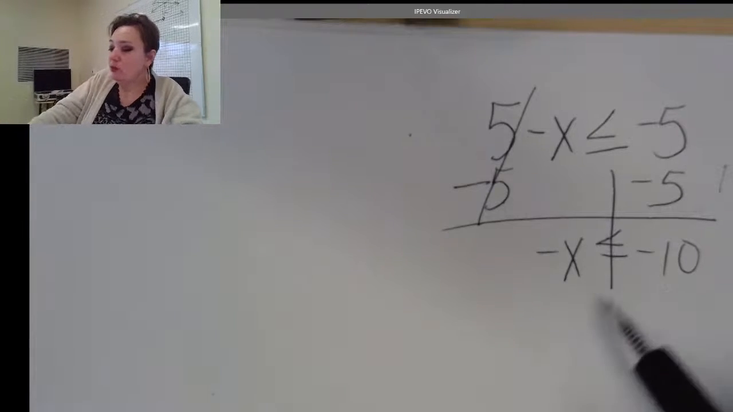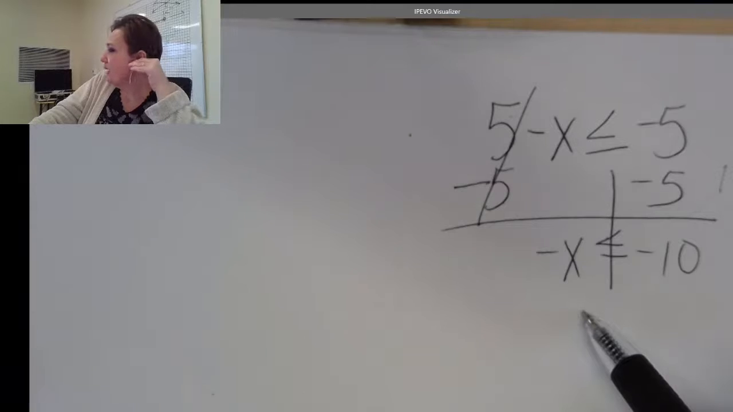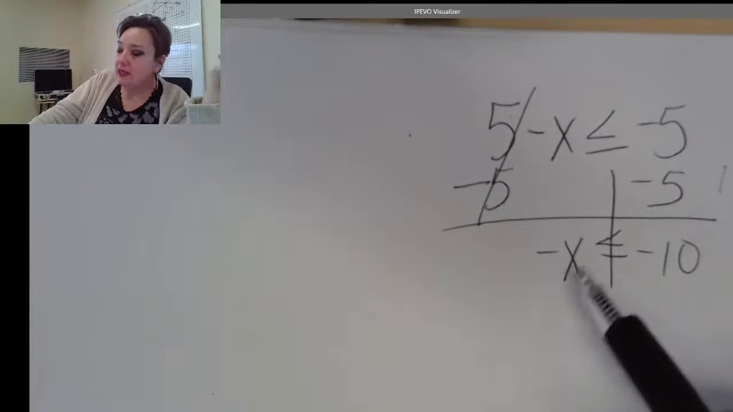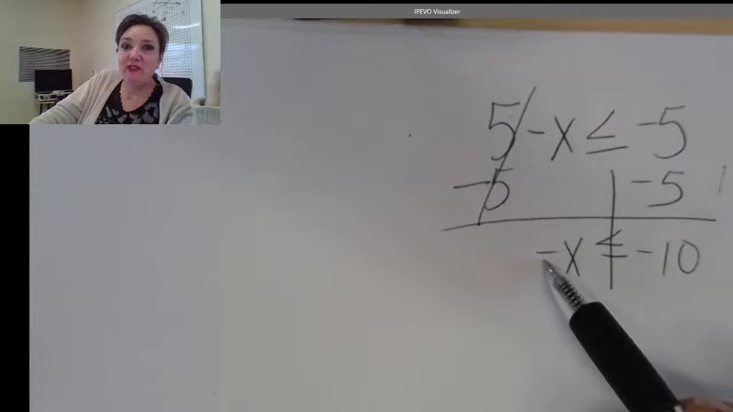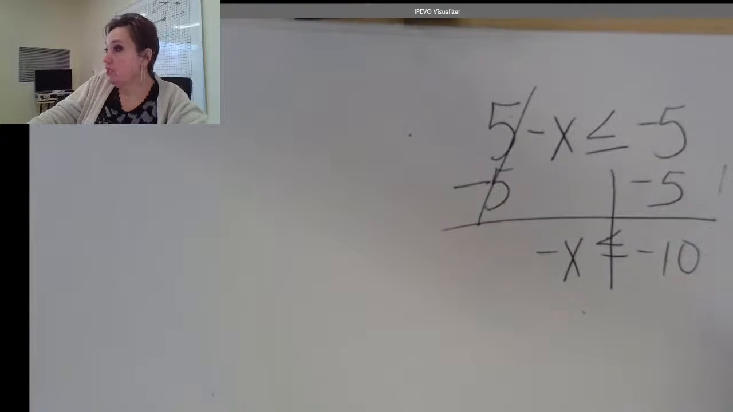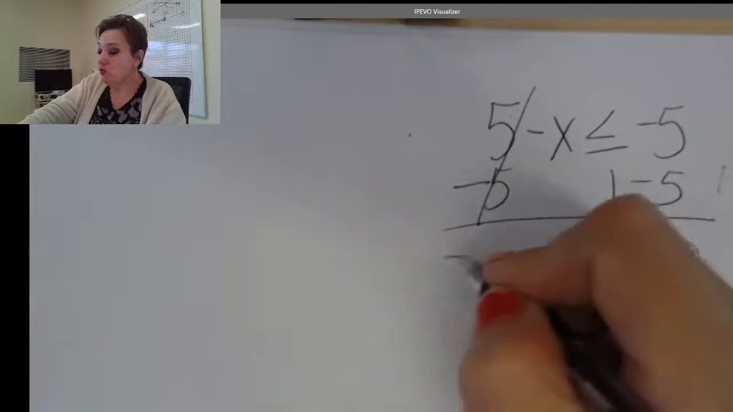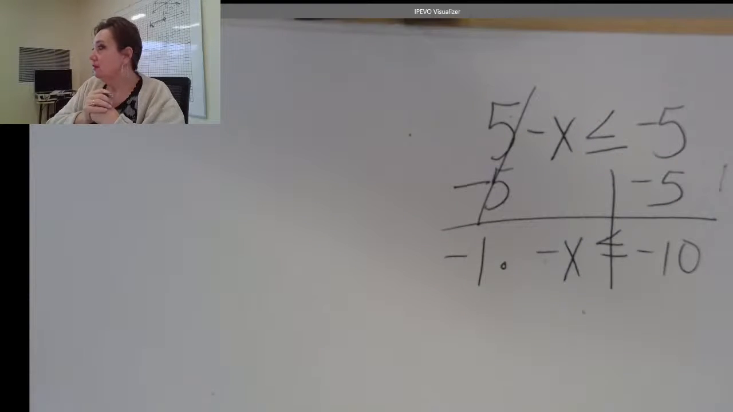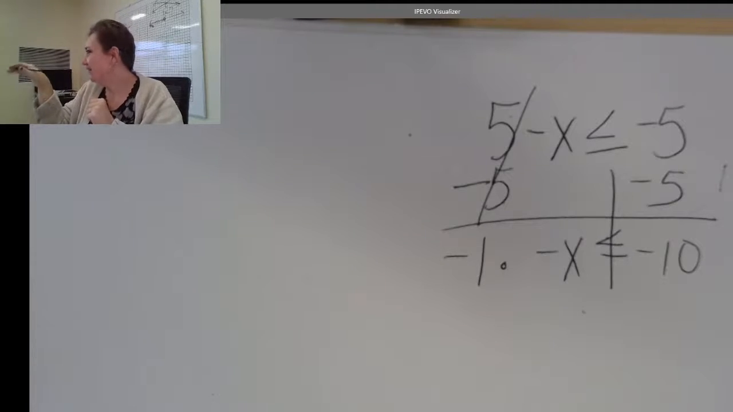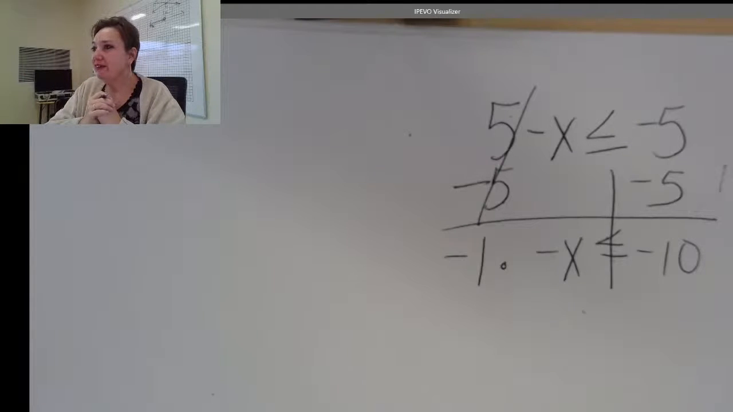Okay, so are we done? Is X by itself? No, why not? It has a negative. We have to get rid of that negative. So what are we going to do to get rid of it? Oh, okay, so we have 2 options here. We can divide by a negative, but you know what another option is that I think a lot of students find easier than dividing by negative? What if we just multiplied by negative 1? Would that work? Could we just multiply by negative 1?